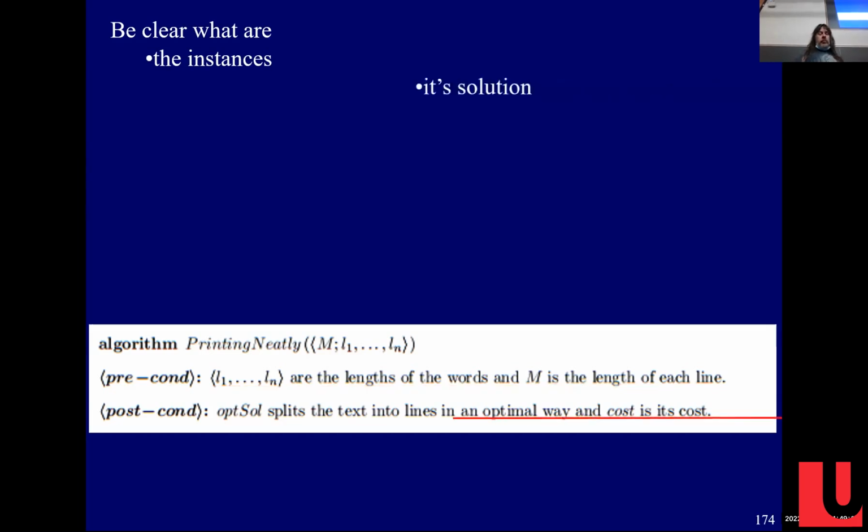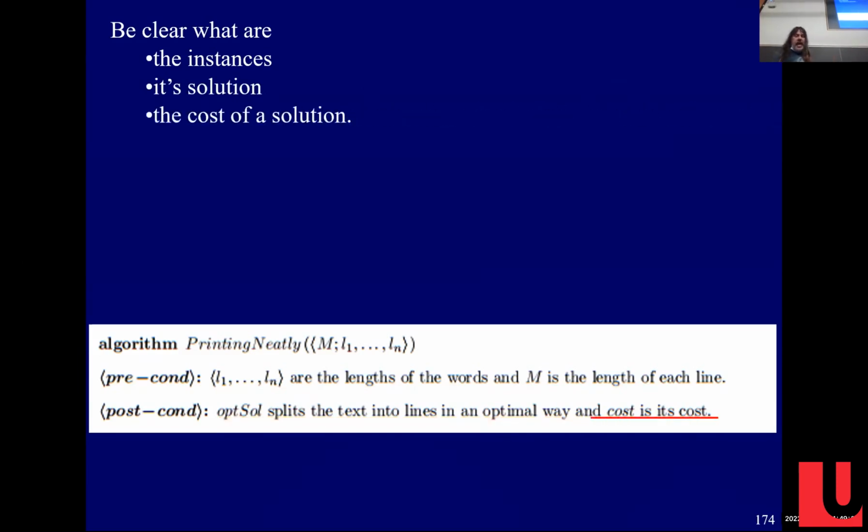That's the input. What is our solution? Our solution splits the text into lines in the optimal way, right? And that's what we return, and we return the cost of that solution, right?